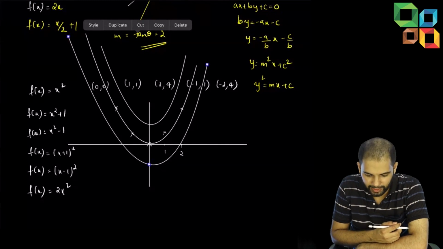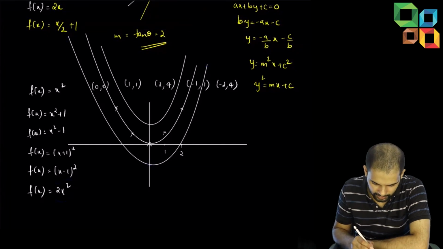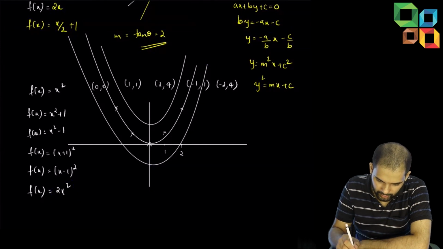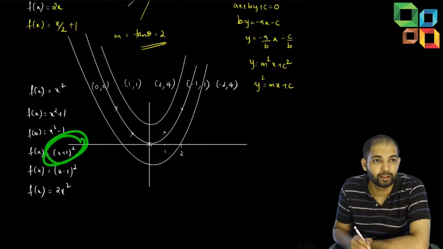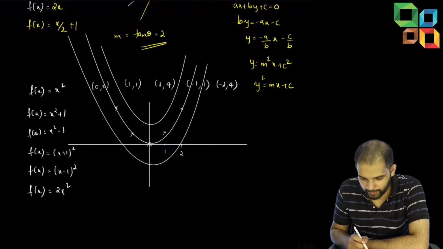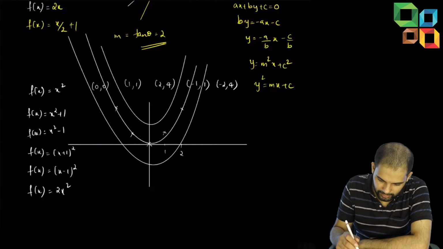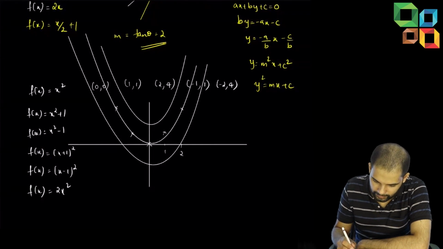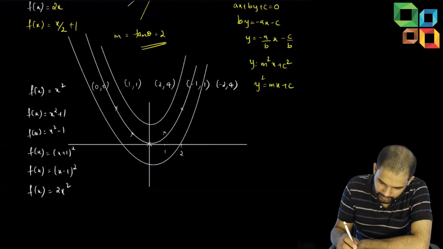So now what will happen if I have x plus 1 whole square inside? What do you think will happen? We'll come to 2x square later. Now let us look at what will happen for x plus 1 whole square. Shift 1 to the left. Left or right now? Left. Okay. So this curve here, right? Let me try to... Not able to select.